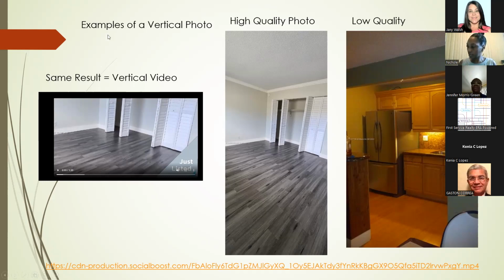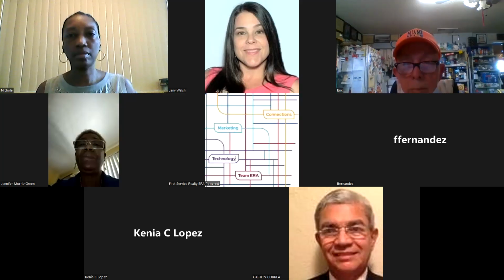What results in vertical photos is, here we have an example of a high quality photo and a low quality photo. You're going to get the same result. You're going to get a vertical video, which cuts off, as you can see here in the picture with the closets and the floor. You see how big the picture is, but then the video cuts off most of it, so it makes it look very small. I'm going to show you a sample of what that video looks like so that you can get an idea of how it doesn't look as professional.